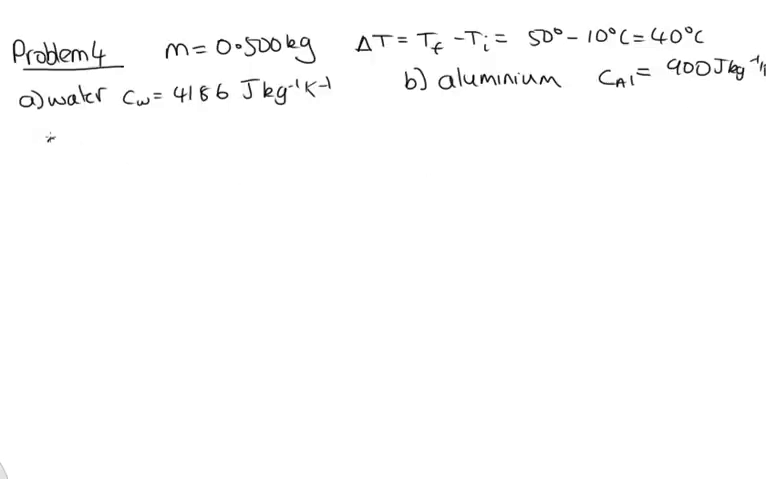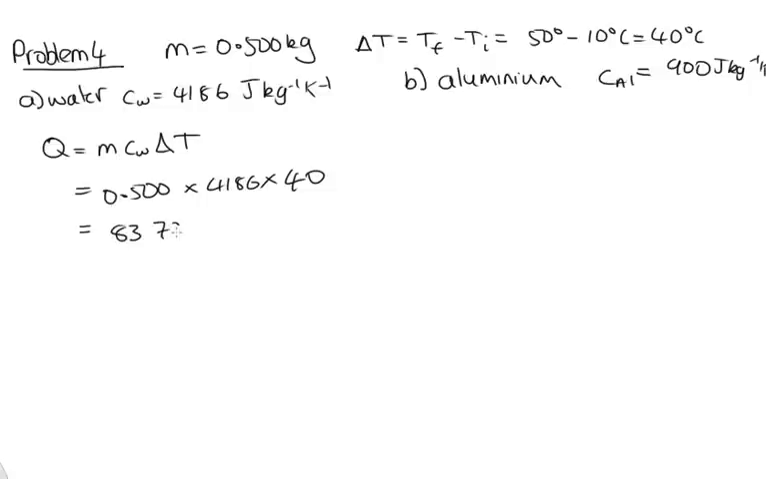And so we've got Q is equal to mCW delta T, and our mass is 0.500. This is 4186, the specific heat of water, times the change in temperature, which was 40. And so solving this on the calculator, we end up with 83,720 joules. And so we'll give this to two significant figures because these temperatures were to two significant figures. So this is 84 kilojoules. Or you could put 84,000 joules.